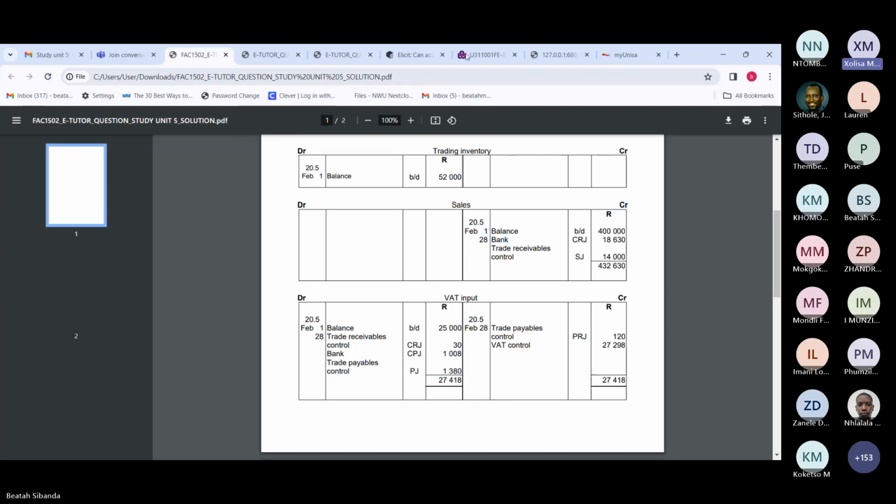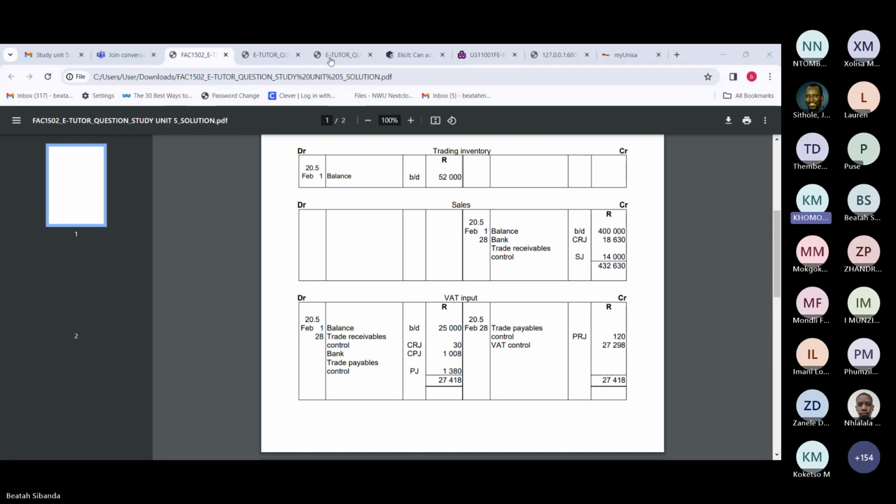So always remember that what we're doing in these general ledger accounts or these T accounts, we're basically summarizing everything that's in these separate journals. So yes, your credit sales, you would have recorded them in your sales journal, but now we're bringing them into the general ledger. Follow? Okay.